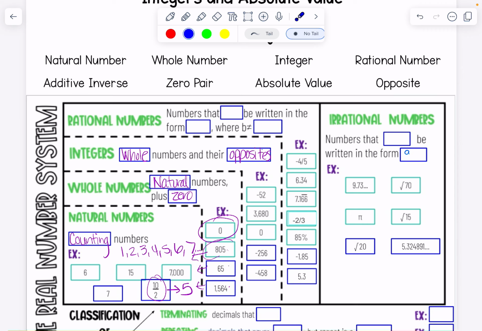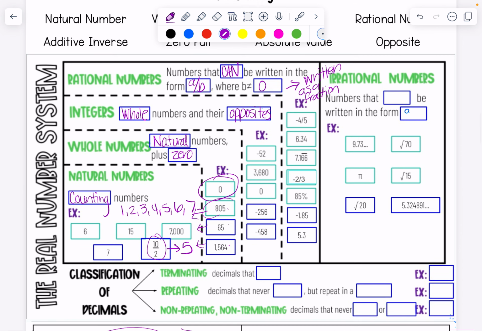And then our rational numbers are any number that can be written in the form A over B, where B does not equal 0. This is just a fancy way of saying that you can write it as a fraction. So this is going to include your fractions and mixed numbers, positive, negative. It's also going to include what we call terminating decimals, which are decimals that end, and repeating decimals, which are decimals that never end but repeat in a pattern.